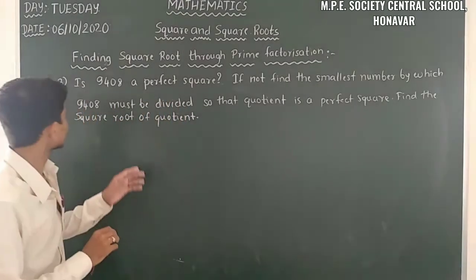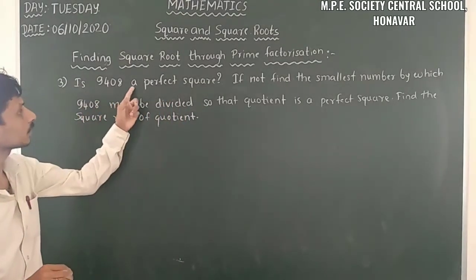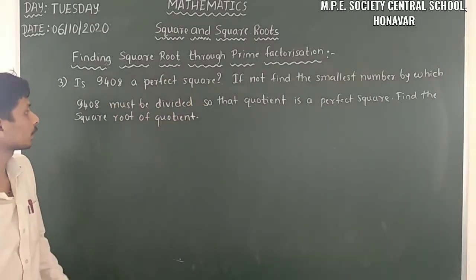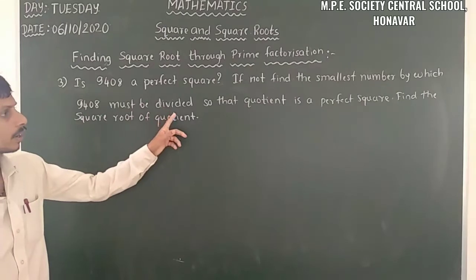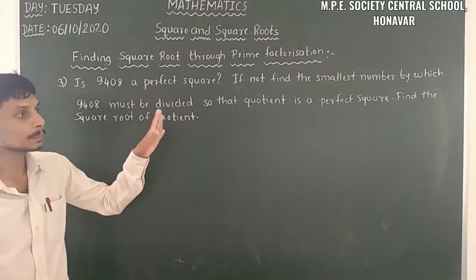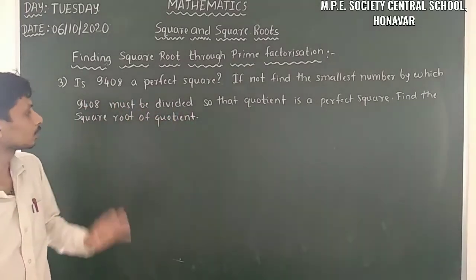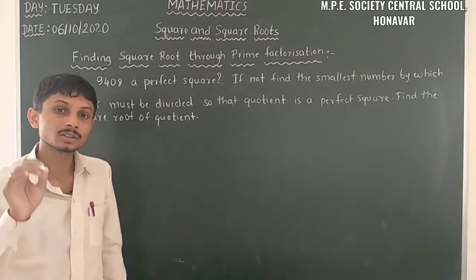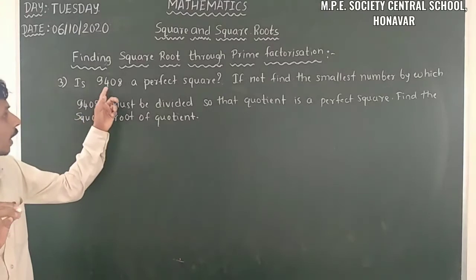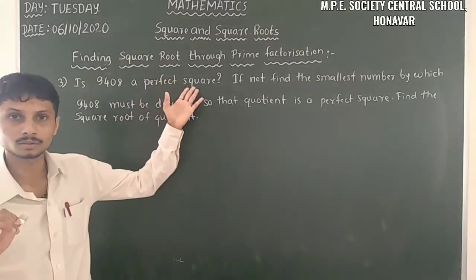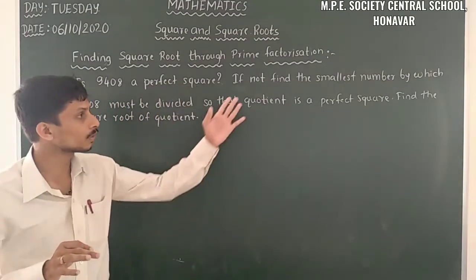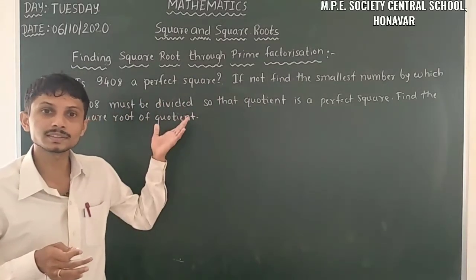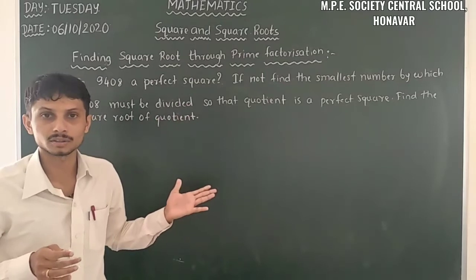The third problem tells us: is 9408 a perfect square? If not, find the smallest number by which 9408 must be divided so that the quotient is a perfect square. Find the square root of the quotient. So here there are two questions. Firstly we have to check whether 9408 is a perfect square or not. If it is not, we take the second question.